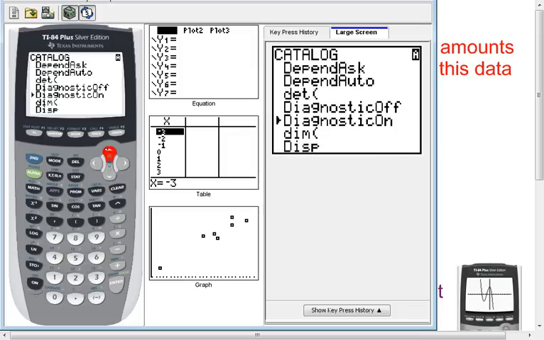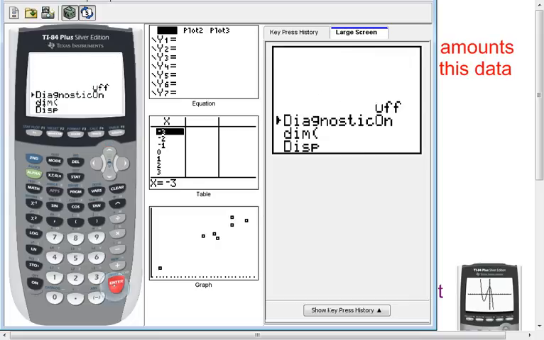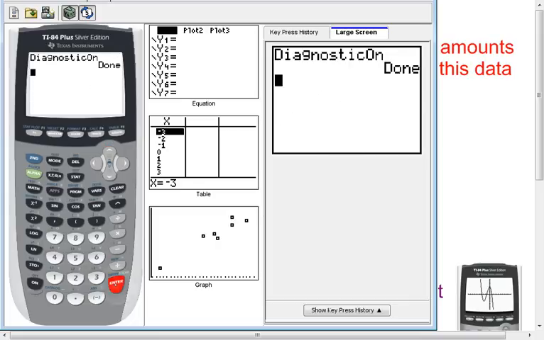My calculator got a little happy there. All right, diagnostics on. I want you to hit enter to select it, and then hit enter one more time until it says done. Okay, so now my diagnostics are turned on, which is a good thing. And now we're going to calculate the correlation coefficient.